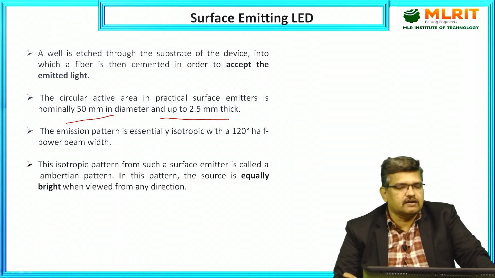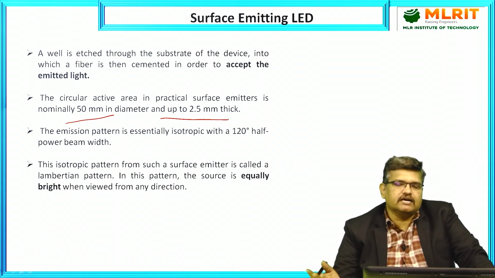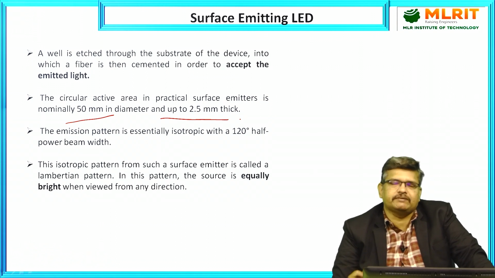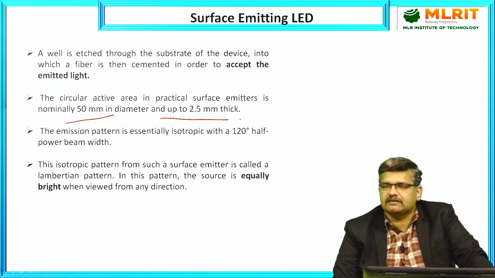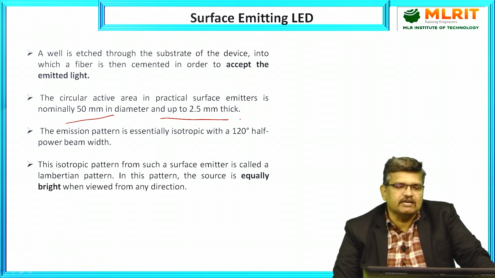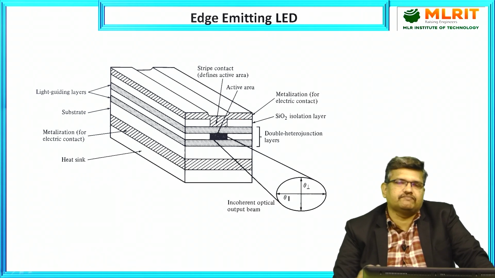As we know, this emission pattern is essentially isotropic with a 120-degree half-power beam width. The pattern from such a surface emitter is called the Lambertian pattern. What is special about it? In this pattern, the source is equally bright when viewed from any direction. This is the main advantage of this pattern. So this is all about the surface emitting LED.